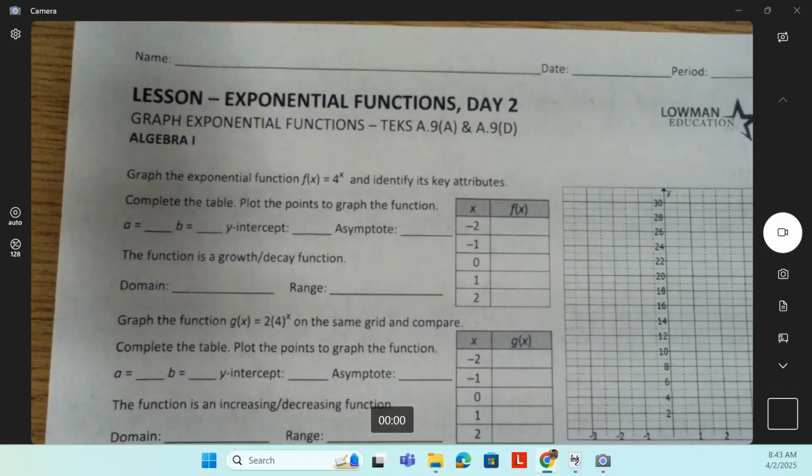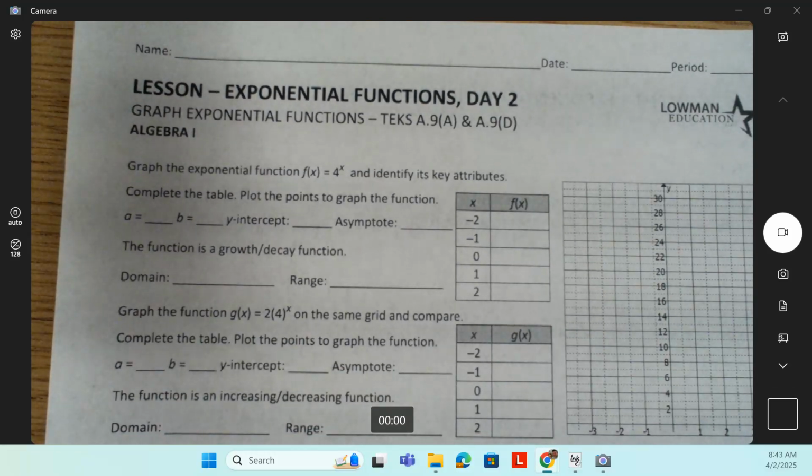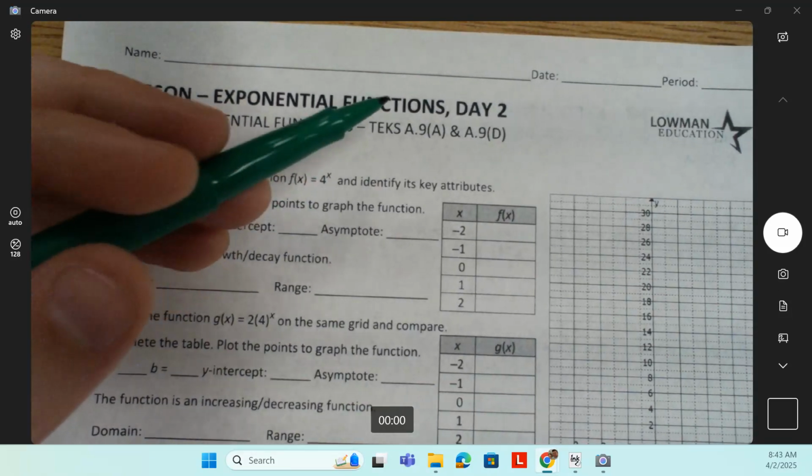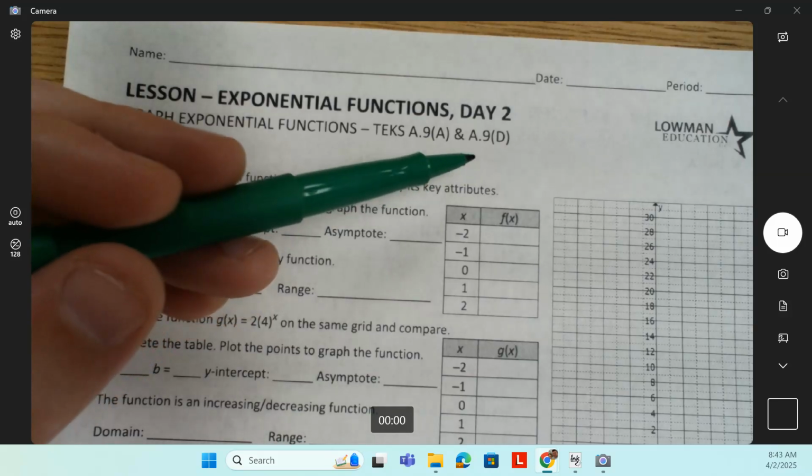All right, we're continuing on our exponential functions. So day 2, we're going to graph these exponential functions. And so to do that, let's see what we've got. It says graph the exponential function f of x equals 4 to the x power and identify its key attributes.